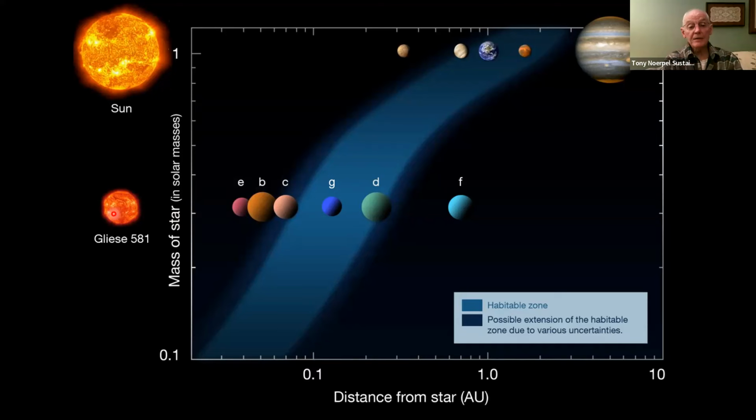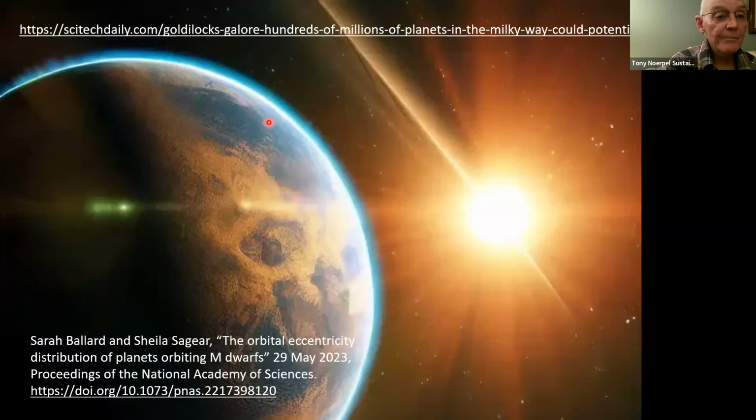And in fact, it can do it over and over and over again, until it gets it right. And so this might be a better place. And that's what that one paper was about that I showed the reference to. Oh, here it is. This is the paper right here. So, Goldilocks galore, hundreds of millions in the Milky Way. And these are talking about all those K and M stars that they believe now can be hosts for life.